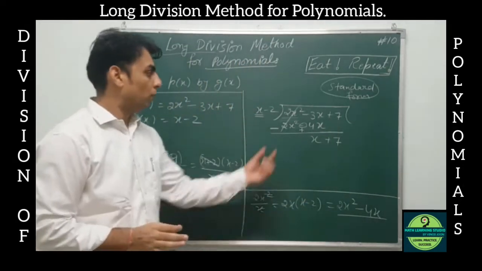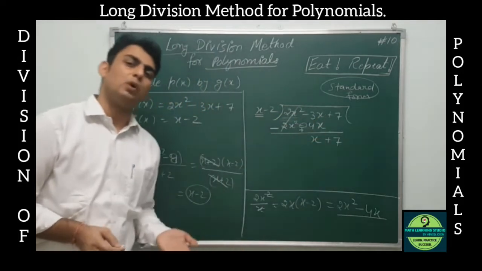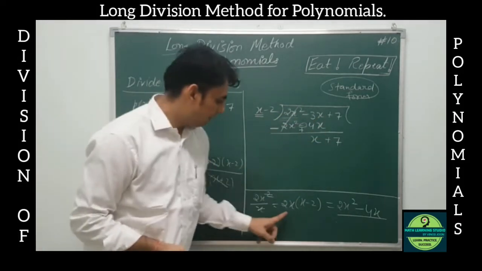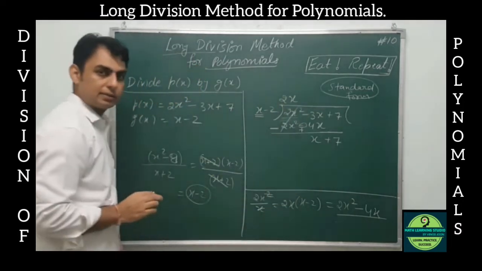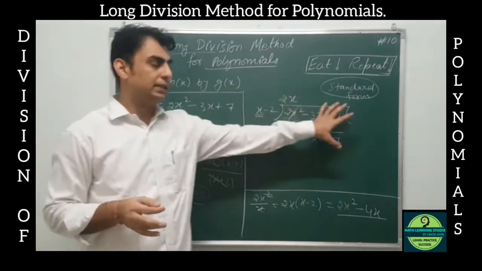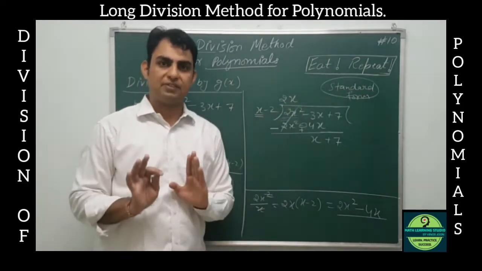Now you see what happened? We cancelled out, so the next polynomial becomes smaller. And we multiplied by 2x, so this 2x will go in the quotient. 2x. Now this is what I call eat. We have done the first eat.